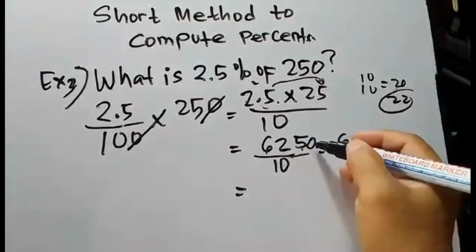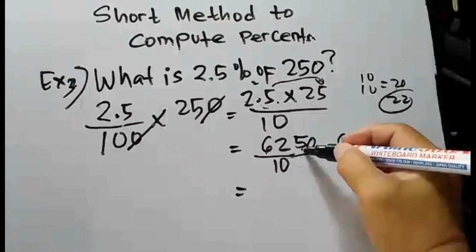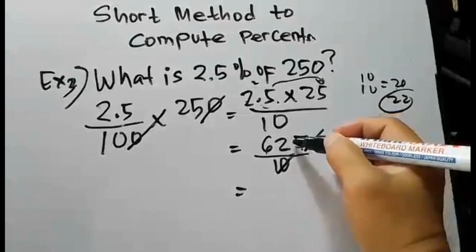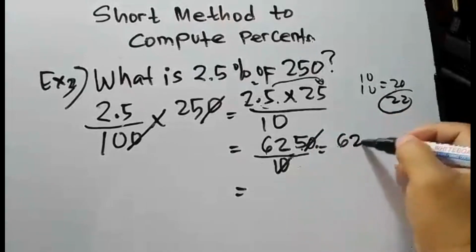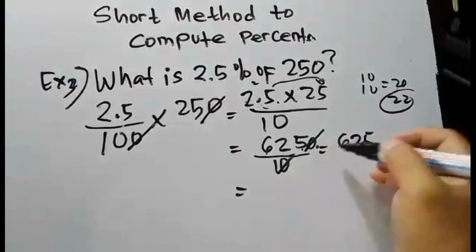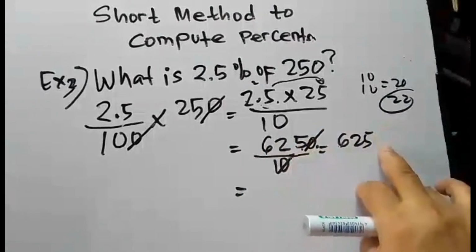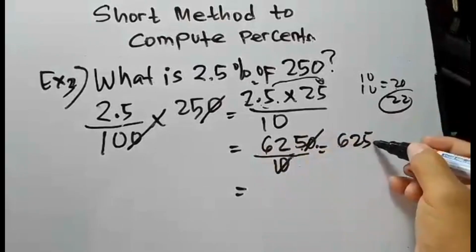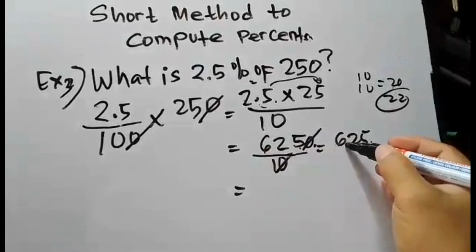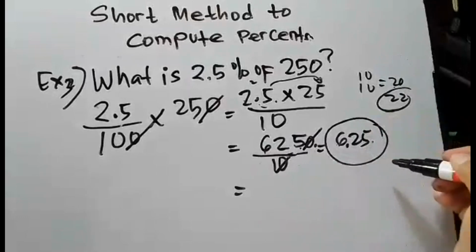So, 250 divide 10, para mas mabilis, cancel na isang 0. So, 25 divide 1 ay 25. I-move natin ang decimal point sa dalawa, kasi dito siya 1 and 2. Dito, from left to right, dito naman, from right to left. Ang decimal point, 1 and 2. The answer is 6.25.